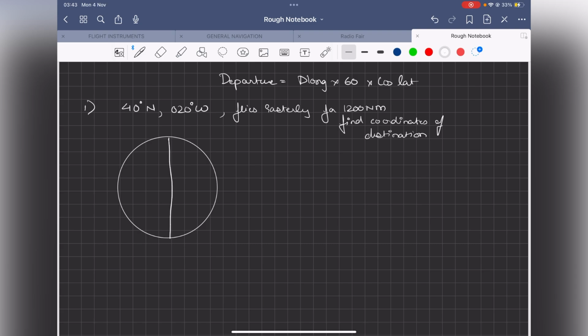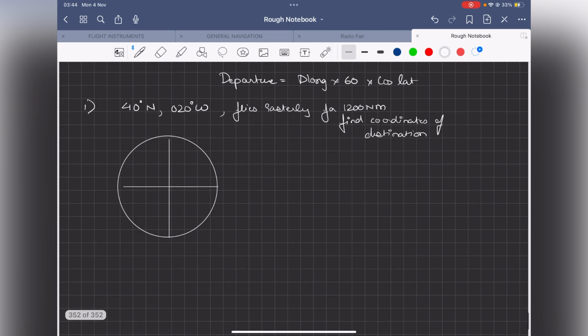So I draw my prime meridian as usual. I draw my equator. And then I am told that I am at some 40 degree north latitude. How do I know this? I know this from the information that's given to me of my latitude. Then I'm told that I start at 20 degree west. Okay, so this is my 20 degree west longitude.